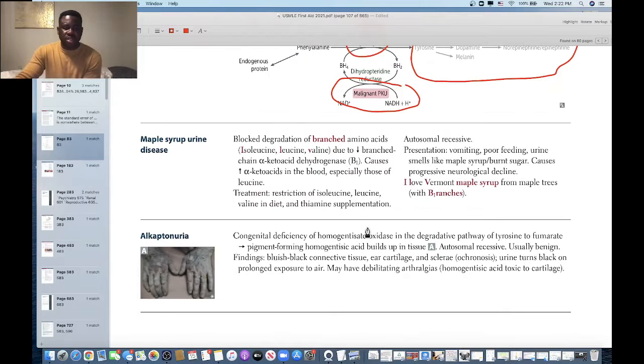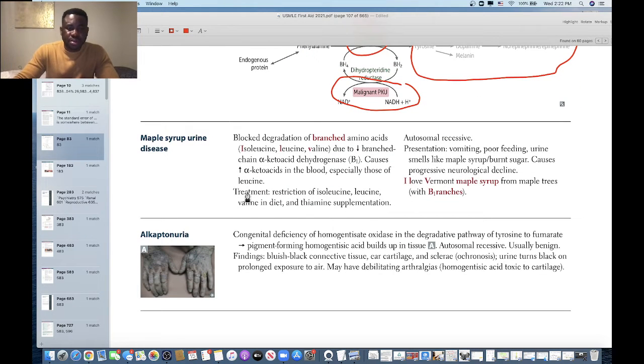Now let's go to maple syrup disease. I talked about this in the previous video, but it's good we are meeting it here. So in maple syrup disease, there is blocked degradation of branched-chain amino acids. If you remember the mnemonic, it was a song that I sang in the previous video. I'm going to sing it again. It's pro-gaff peel fierce water. Veal has a branch. His lies are so basic.